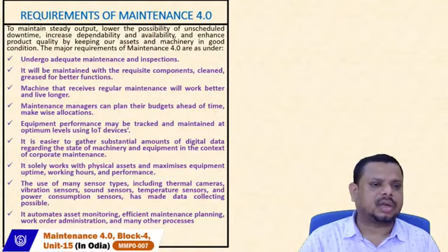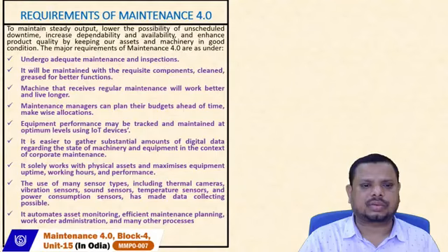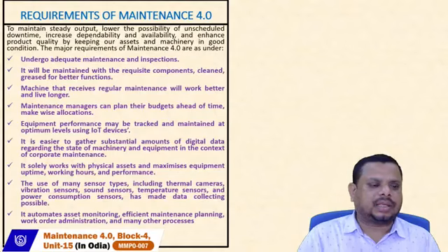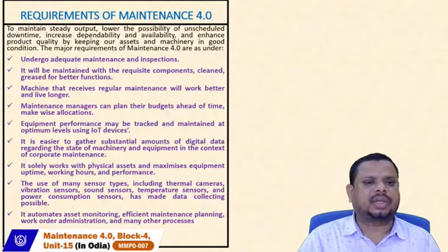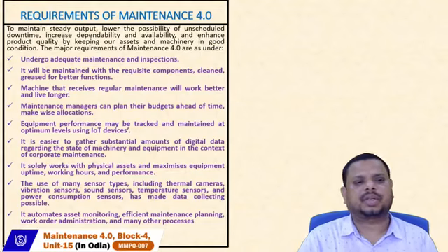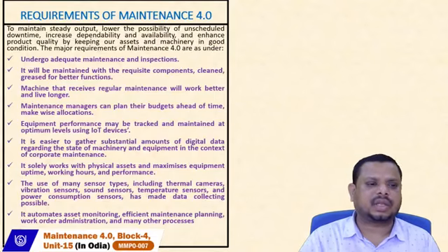The first important part is to undergo adequate maintenance and inspections. Regular inspection reduces the chance of breakdowns. If you find any difficulty, it is easily removed and you can provide various kinds of proactive maintenance. The second one is to maintain with requisite components, clean and grease for better function. Whenever inspection is required, you must clean the machines, check the components, and also lubricate for better function.